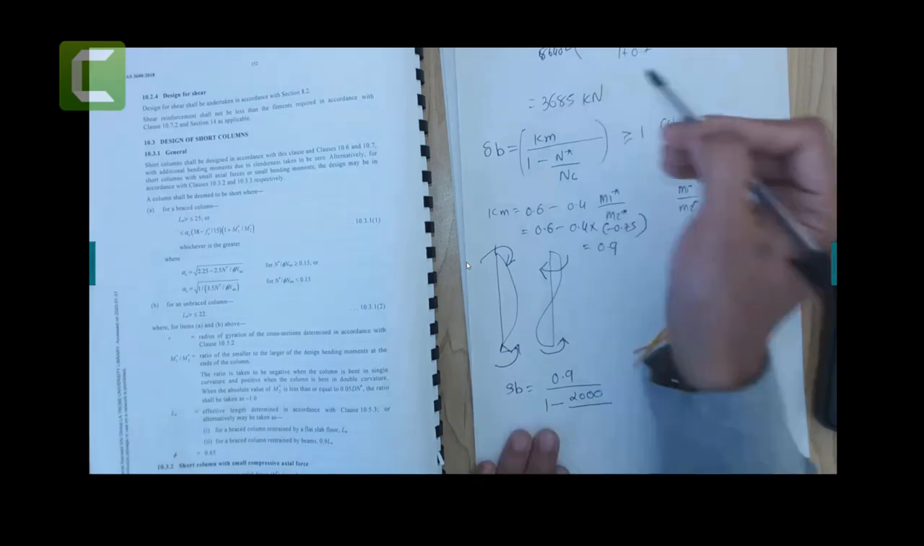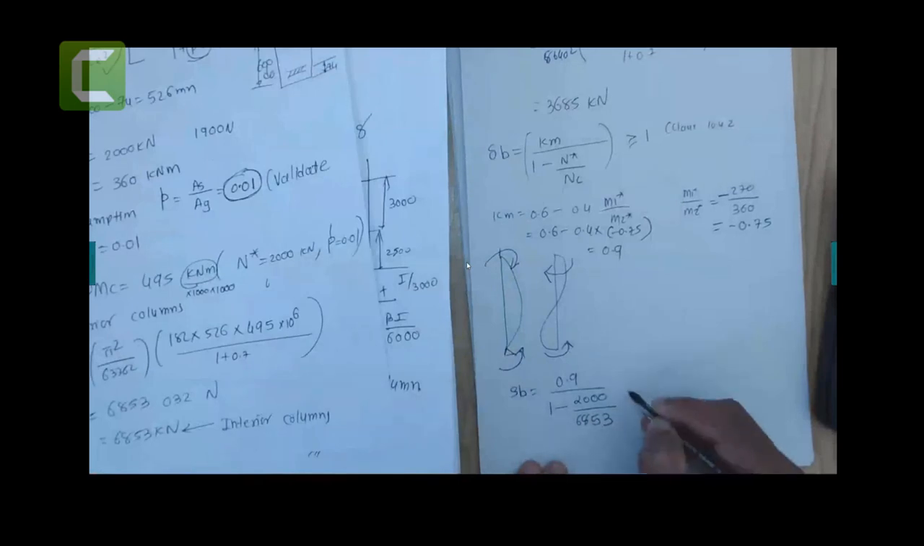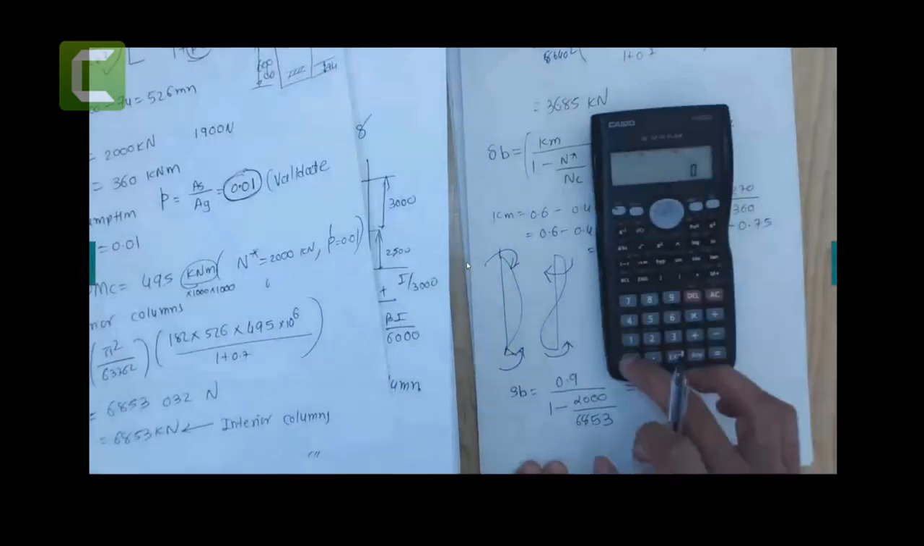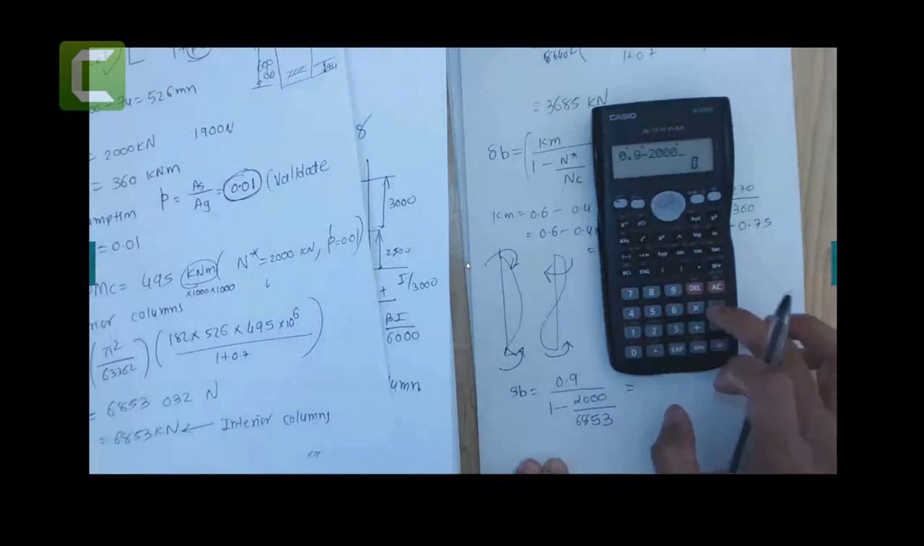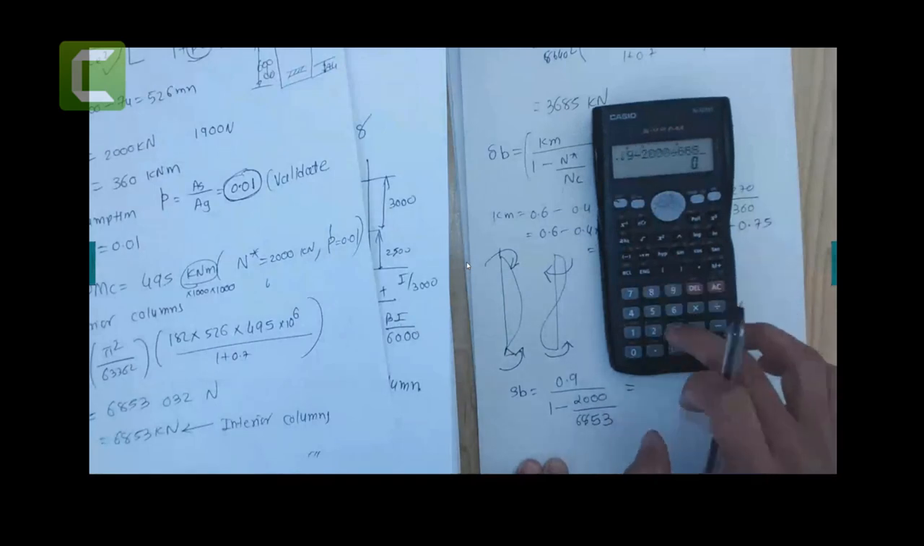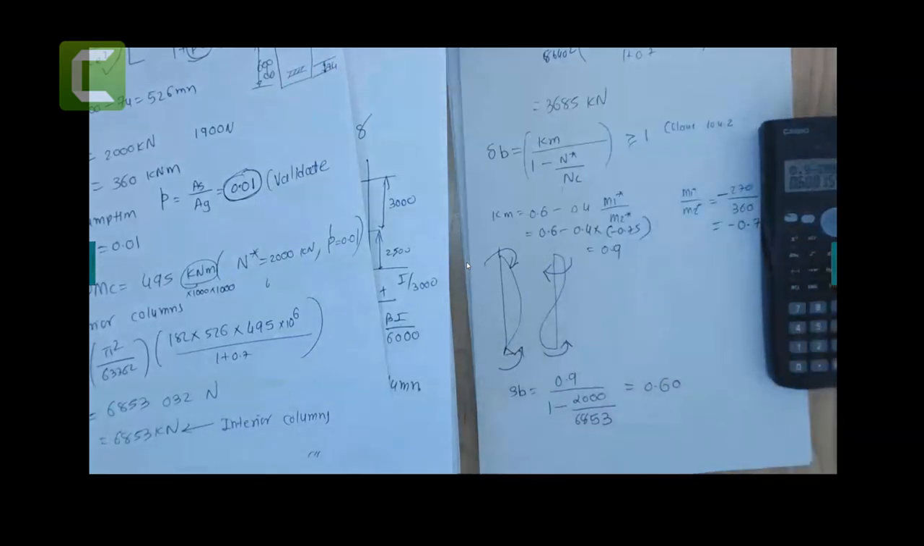So now let me explain this. Where was that load? Okay, 6853. I will explain in a minute why I take 6853. Why not the other one? You get 0.60, right? Actually, that is correct.